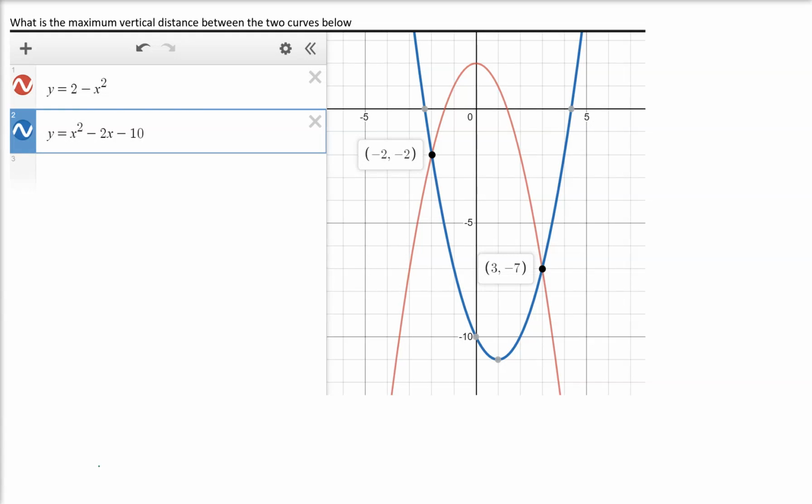Okay, so this is a question where you're trying to find the maximum vertical distance between the two curves. Yeah? When you're doing these sort of questions, optimization questions, the first thing you have to ask yourself is, what am I trying to maximize?